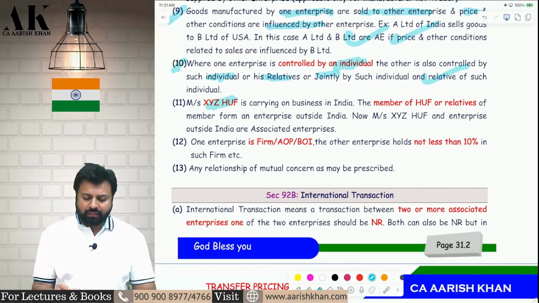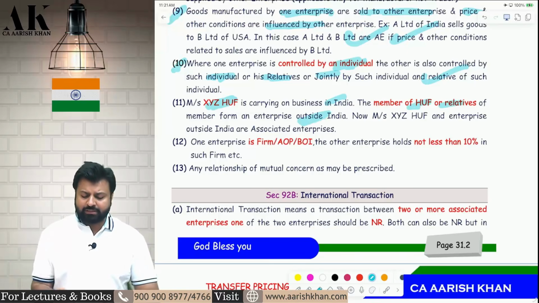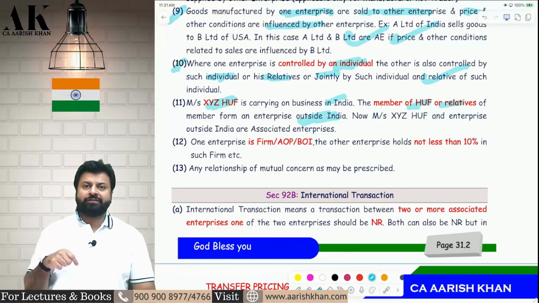Next, an HUF is carrying on business in India, and the members of the HUF or the relatives are carrying on business outside India. Outside India there is one enterprise in which the members of the HUF or the relatives of the members of the HUF have formed one enterprise. So my HUF and that enterprise will be deemed to be associate enterprises.